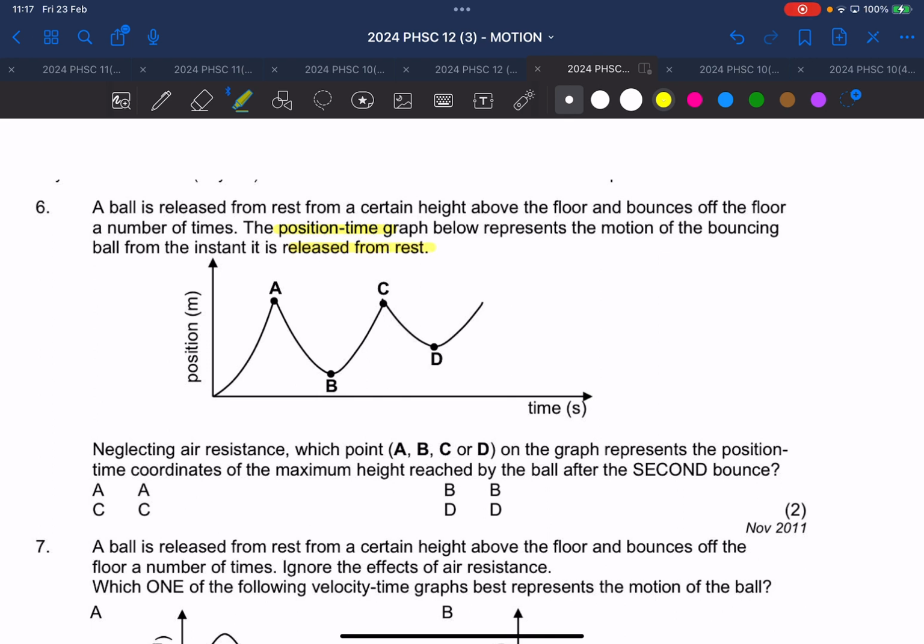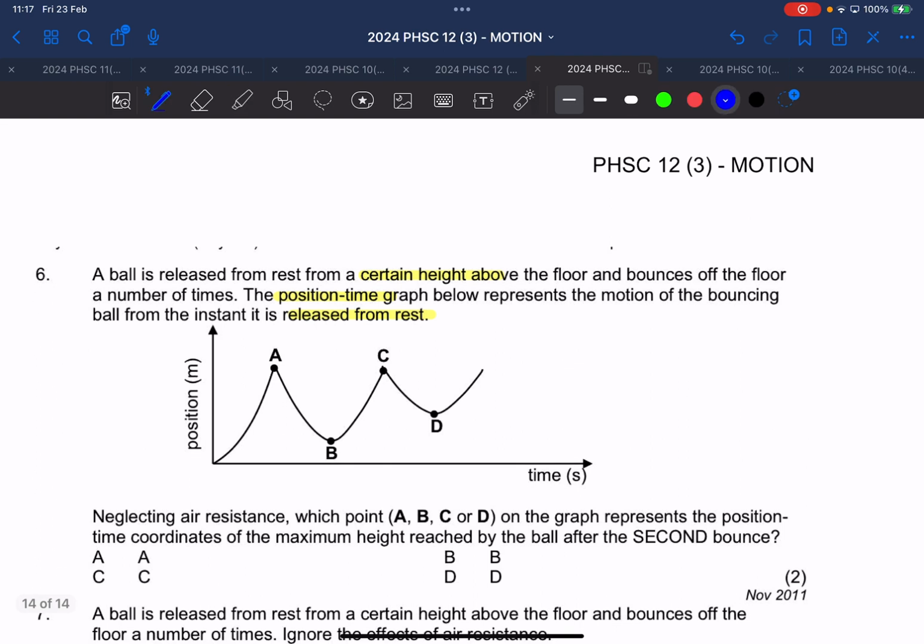And it's released from a certain height. If I were to draw my picture, from there it's released and then it goes down, up, down, and so on. So I just said a position versus time graph gives you the shape of the motion, or it shows the motion. This is upside down.